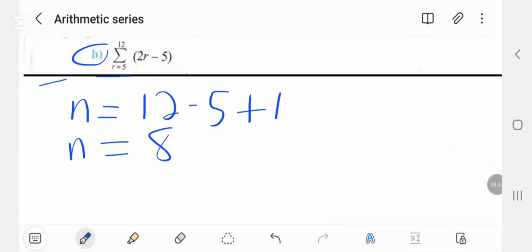Why? Because we did not start from the first term. We started from the 5th term. So we subtracted the first 5 terms. So instead of having 12 terms, it's now 8. We have 8 as the number of terms. And then can we get the last term, or maybe not? We'll just use the longer formula.